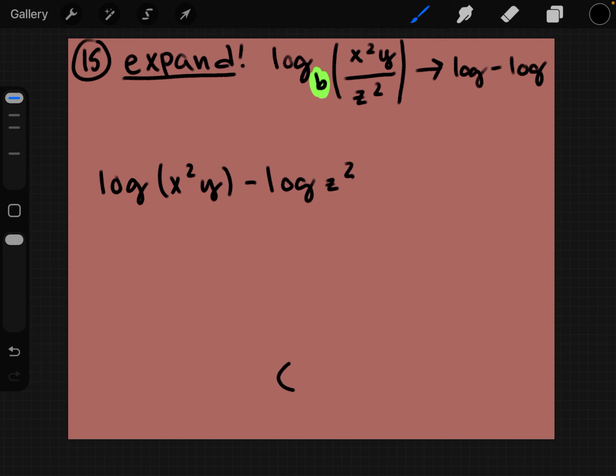And you know what I've done? Without even thinking about it? Forgot to write my base. Don't forget to write your base.